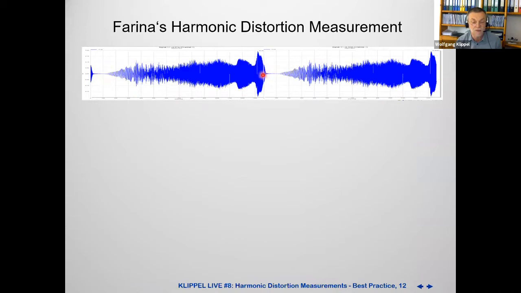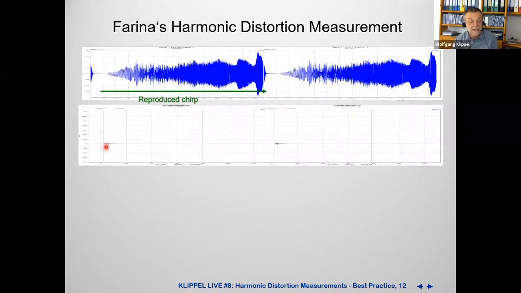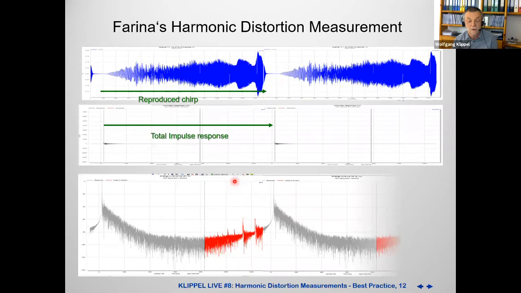Here you see a small dip in that. That's already part of a new chirp. I glued them together, so my gluing was not perfect. So that's the first chirp. That's the second one. And here you see the impulse response. That's the first impulse response, and here's the second. And that's the energy time curve. That's more or less that here.